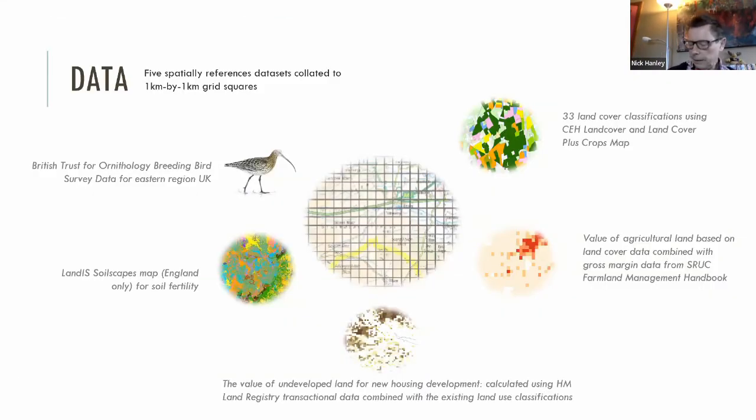Just very briefly on the data, we've got 5 spatially referenced data sets that will be very familiar to most of you. So we've got the BTO breeding bird survey for the whole of the east of the UK. That's what we estimate the ecological model on. That's also using inputs from CEH land cover and land cover plus crop maps. In terms of the agent-based model, we're then combining that with current land use matched with gross margin data, which gives us the net benefits for any crop in any location.